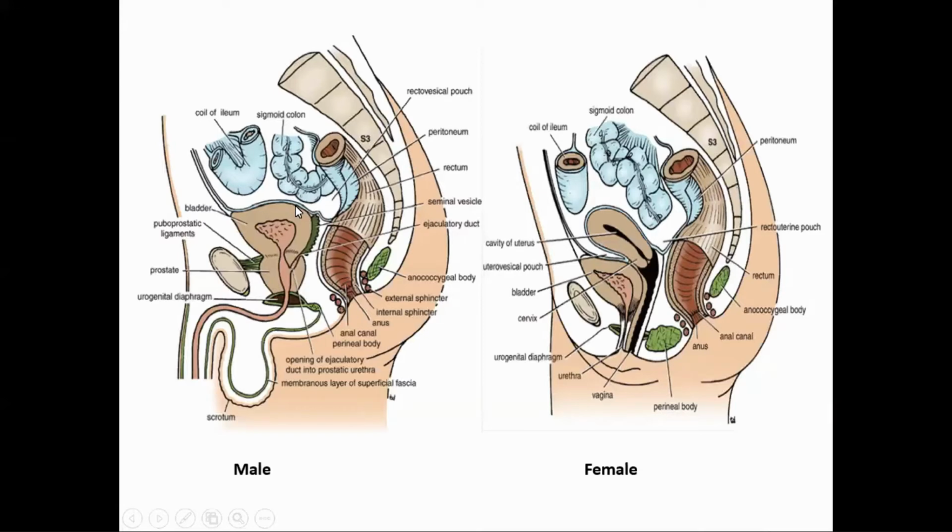The rectovesical pouch contains the sigmoid colon and coils of ileum. So the upper 2/3 of the rectum is covered by the peritoneum, and the peritoneum is reflected on the upper surface of the bladder, forming the rectovesical pouch, which contains the sigmoid colon and coils of ileum. Now, the lower one third of the rectum is non-peritoneal. It is not covered by the peritoneum.